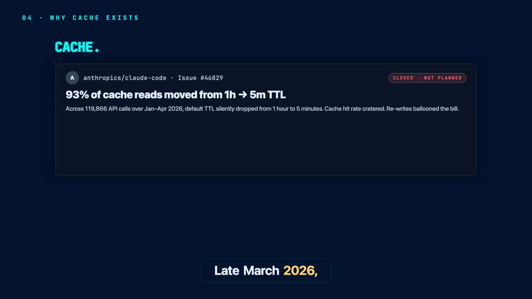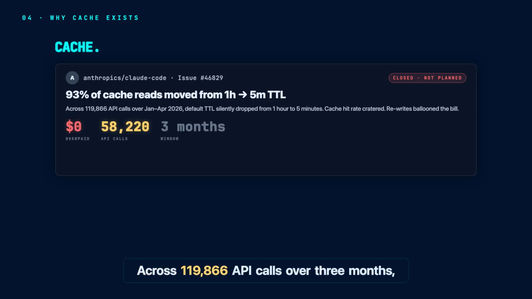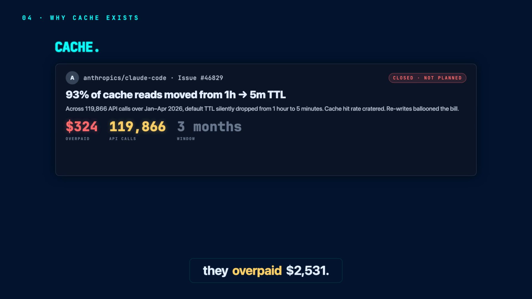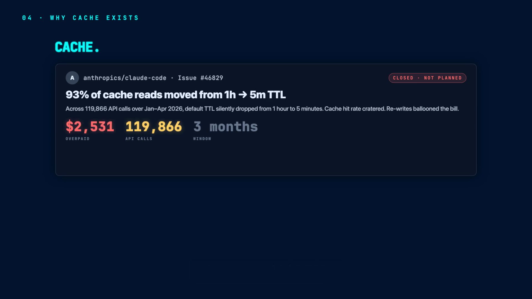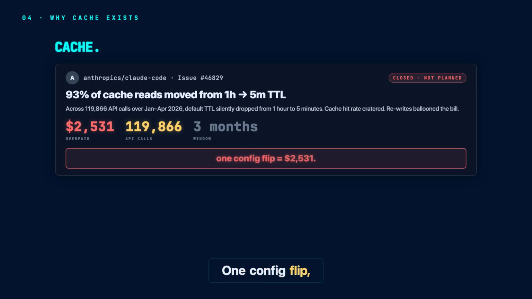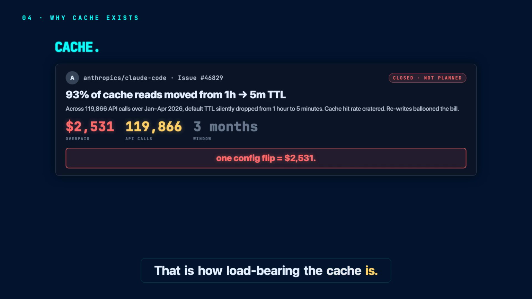Late March 2026, one developer notices their bill creeping up. They check the dashboard. 93% of their cache reads have silently moved from a 1-hour TTL to a 5-minute TTL. Across 119,866 API calls over 3 months, they overpaid $2,531. They file the issue on GitHub. The team closes it, not planned. One config flip, $2,500. That is how load-bearing the cache is.